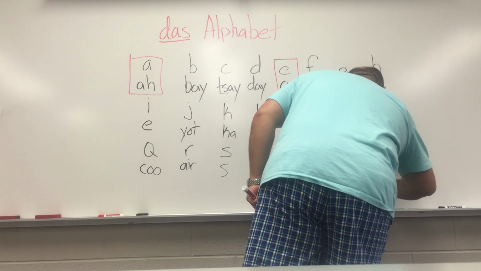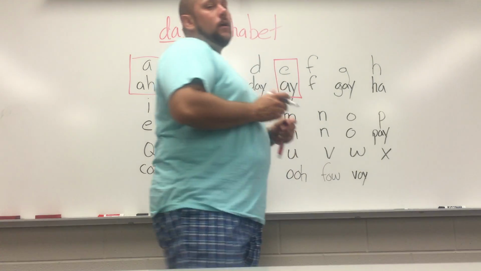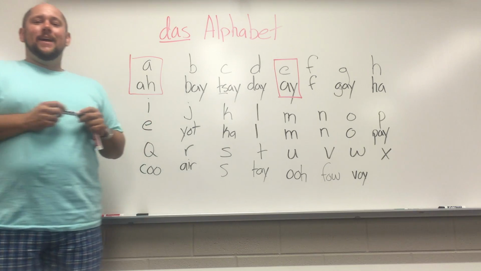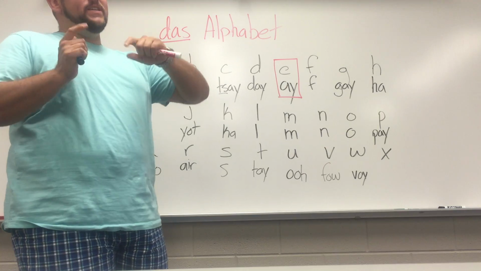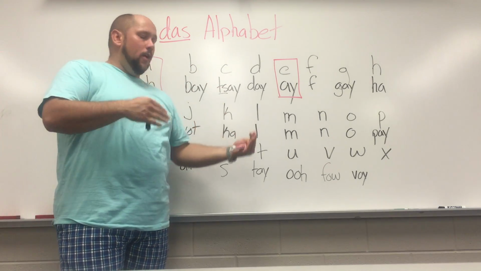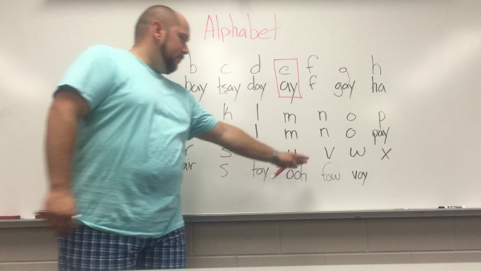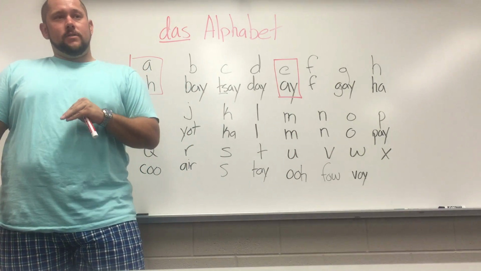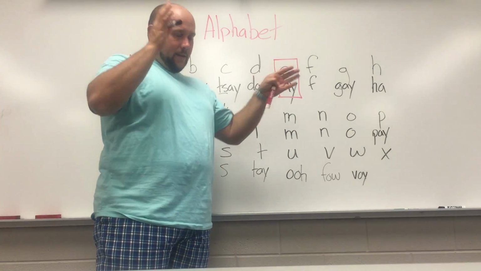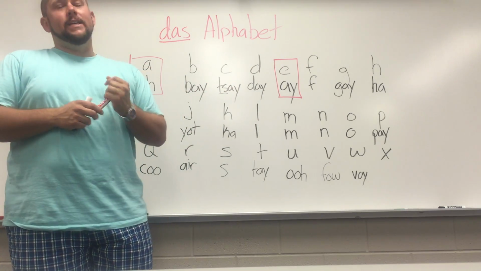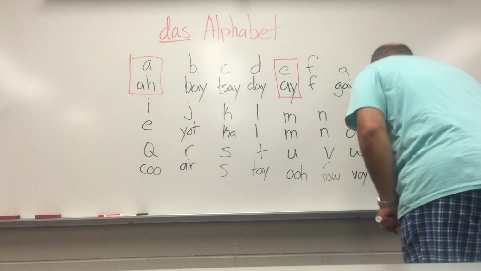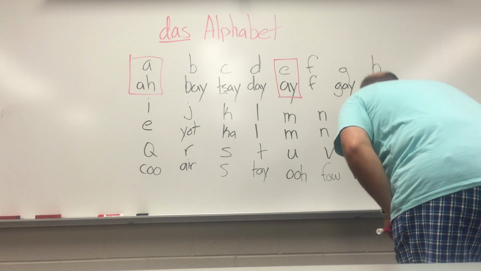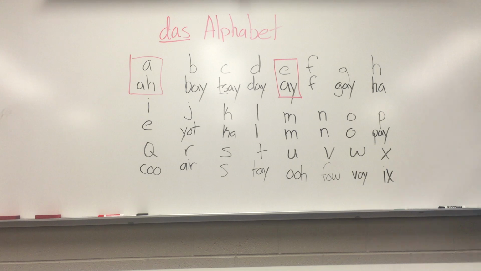The letter W. They. They is the letter W. And that will make a V sound. In German, W's make V sounds. V's will make F sounds. Okay, it might seem confusing now, but it will get easier, I promise. Last one in this row, X. The letter X is X.